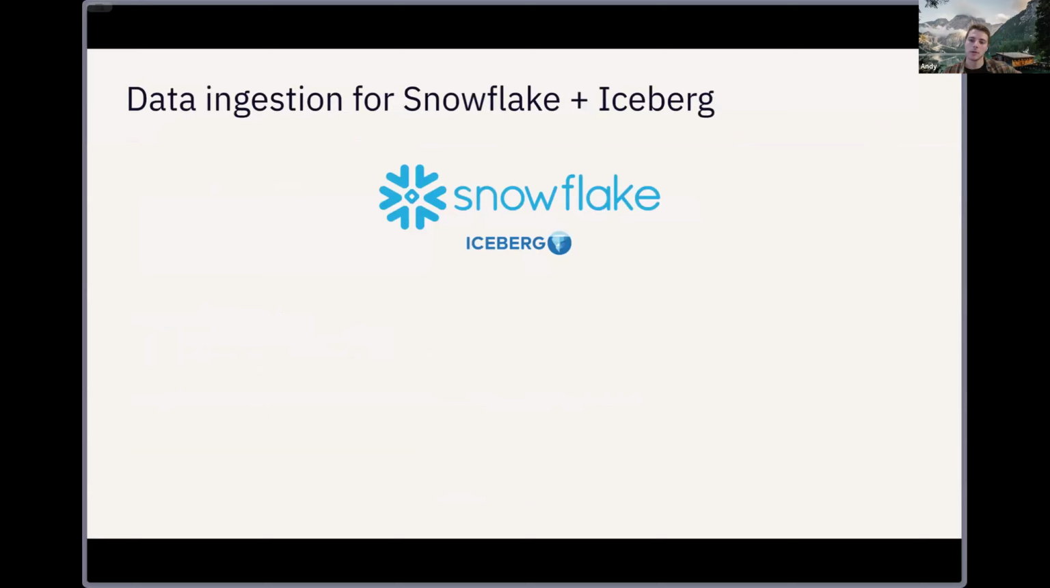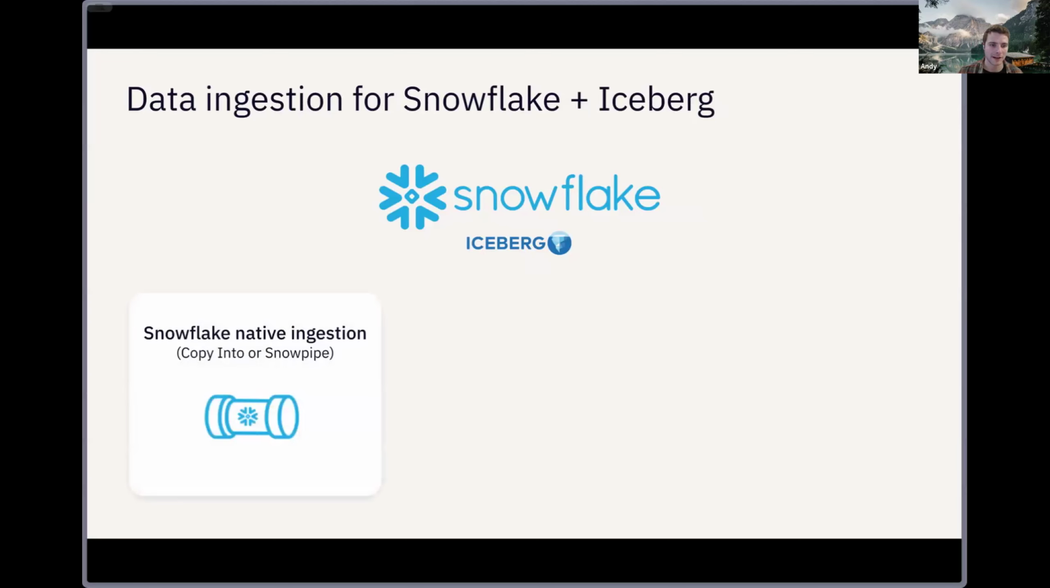Now let's talk about how you get the data in. So we're going to talk about cost and data freshness here. One option is Snowflake native ingestion. You can do a copy into command or use Snowpipe, which is their file loader for bringing data into Snowflake. You can also use third-party vendors like Fivetran.